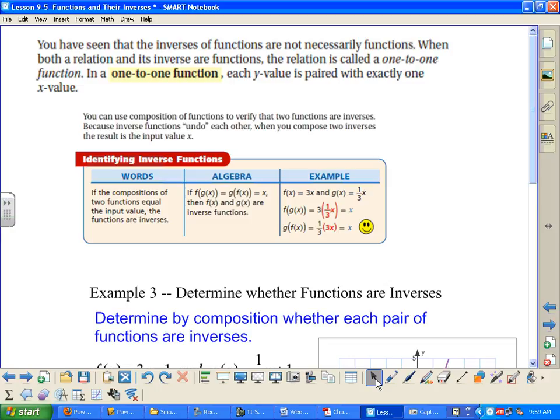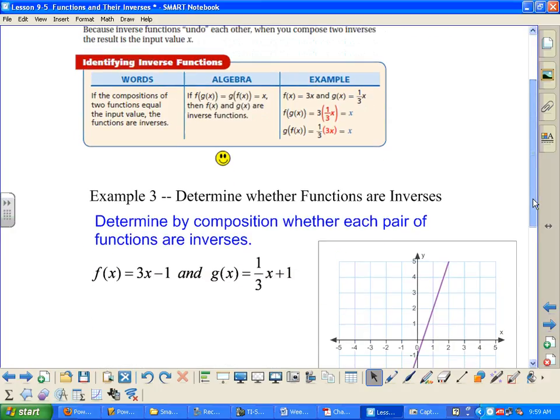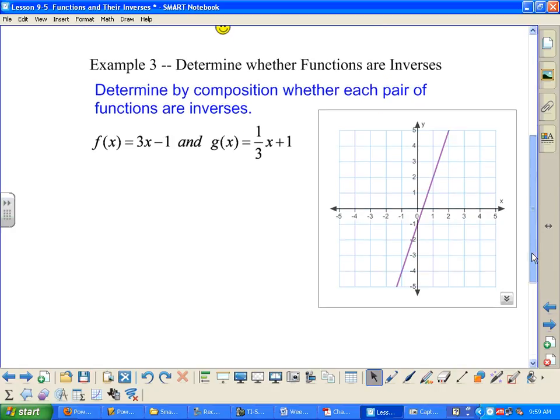Now here's the thing. We're going to do f of g of x, and we're going to do g of f of x. You have to do both. If it satisfies one, it's probably going to satisfy the other one, but you have to check it. You have to prove it. But if it doesn't satisfy the one, you don't have to do the other one. So you can disprove it only one way, but to prove it, you have to do it both ways. Right, so we're going to determine whether these functions are inverses.